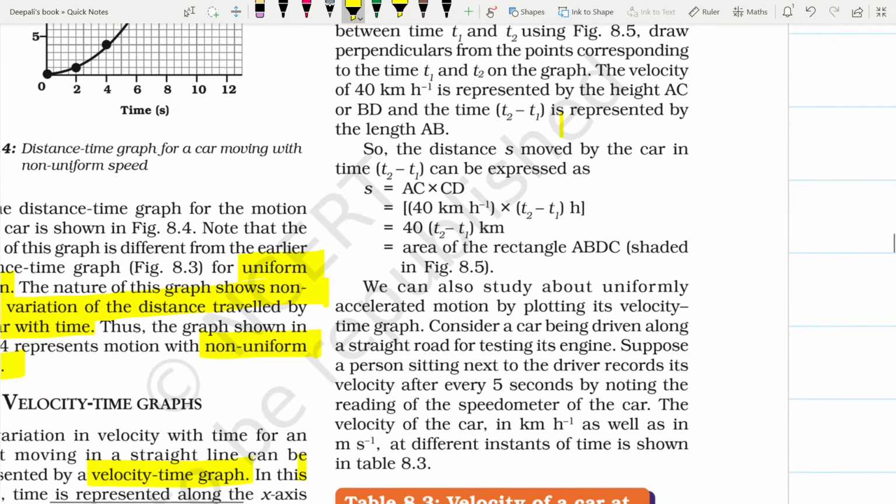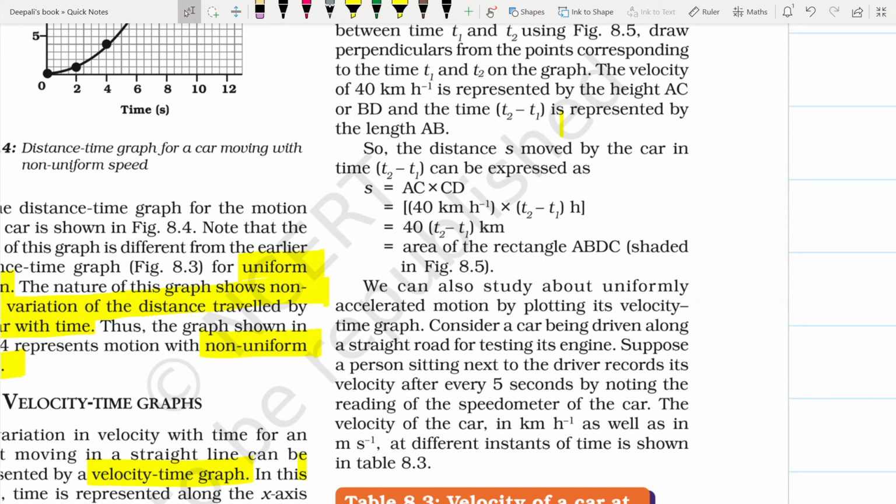So the distance S moved by the car in time t2 minus t1 can be expressed as S is equal to AC into CD. That is the area of the rectangle, which is equal to 40 kilometers per hour into t2 minus t1 hours. That is 40 into t2 minus t1, which is equal to the area of the rectangle ABCD, the shaded portion.